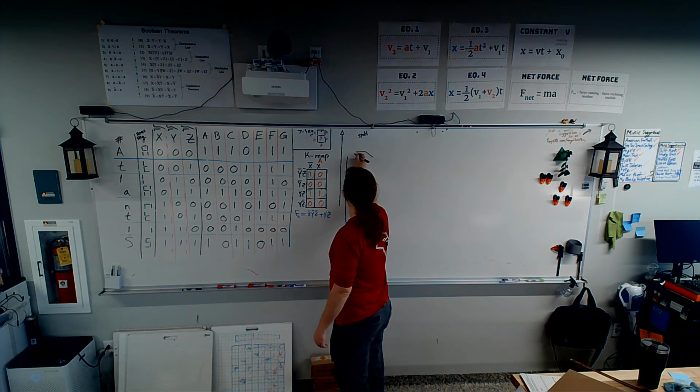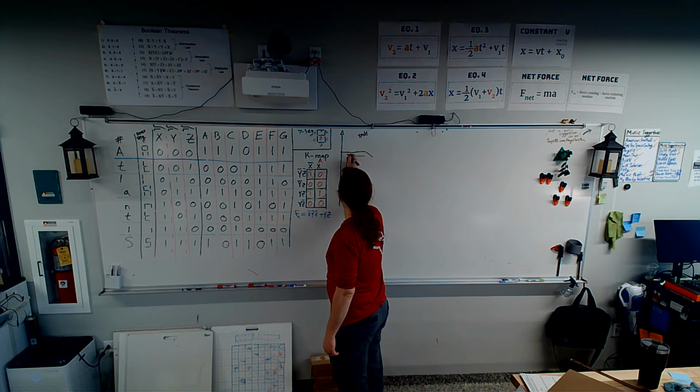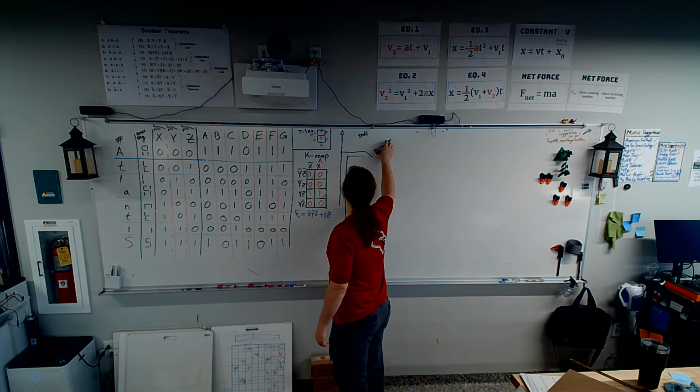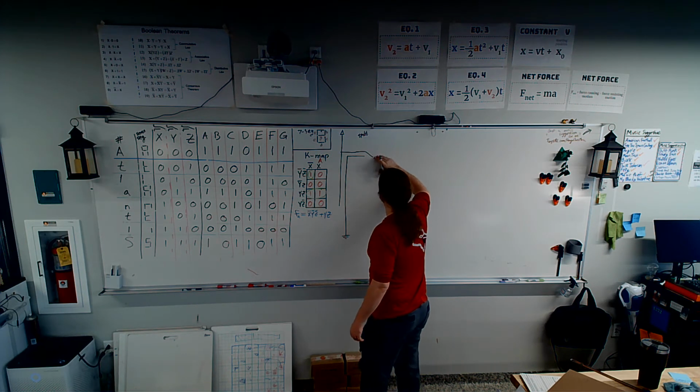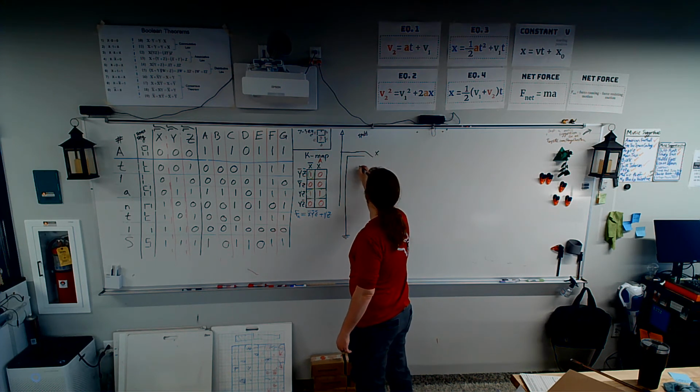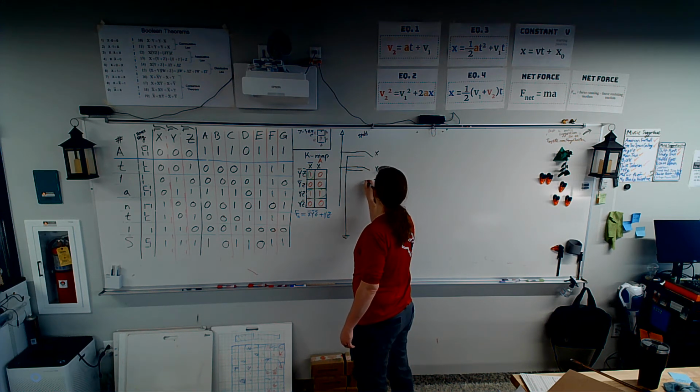So here's switch X, right? We're going to give it power. We're going to give it ground. We'll go in order. Then here's switch Y. Give that power and ground. And then here's switch Z. We'll give that power and ground.